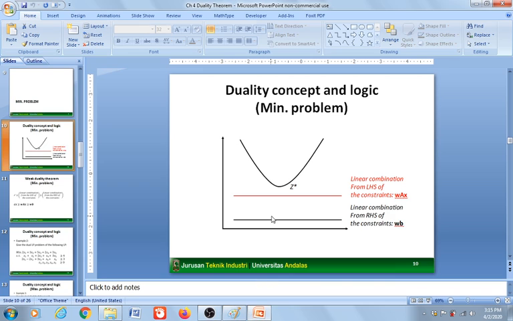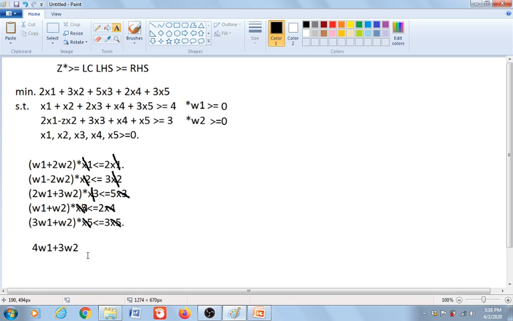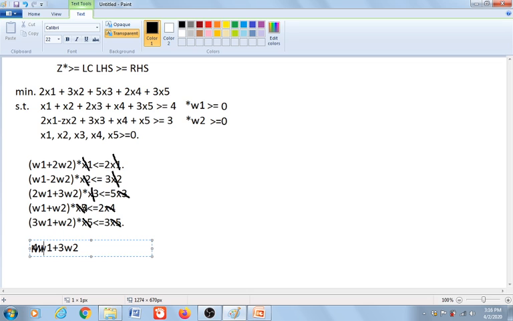And here is the visualization of the weak duality theorem for the min problem. We want to make the linear combination of the right hand side very close to the z star. So we want to make it higher, bigger, which means we want to maximize it. So it should be max over here.